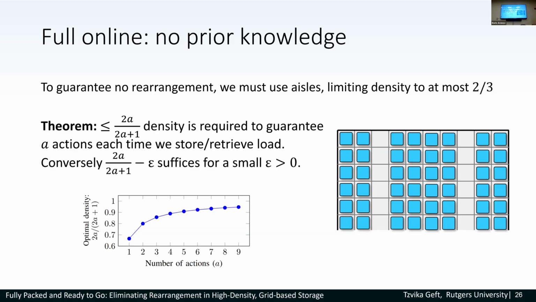Wait, I'm lost here. So it doesn't depend on the number of columns? Yeah, so these bounds, to get the optimal 2A over 2A plus 1, you want the number of columns of the grid to be a multiple of 2A plus 1. If it's not an exact multiple, I think you will lose a little bit, if you do the calculation. But our result here is just to paint the picture of what you could theoretically do without pinning it down precisely.